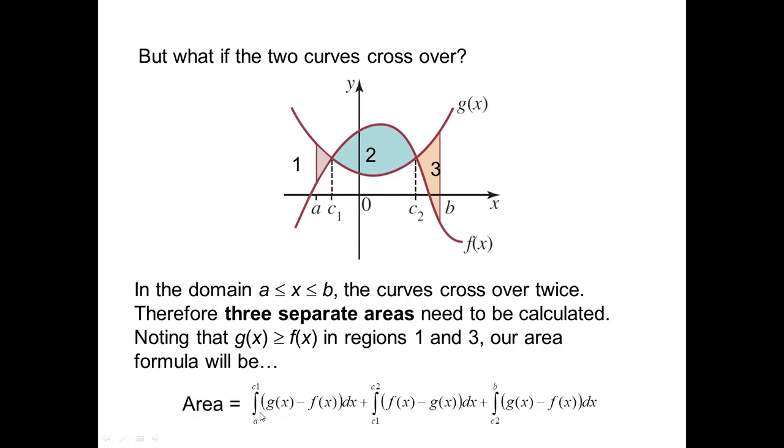So this is it. In area 1, wherein you have coordinates A to C1 for their x coordinates, it should be g of x minus f of x. In area 2, it's the other way around: f of x minus g of x. Your boundary will be C sub 1 to C sub 2. For area 3, you will have again g of x over f of x, bounded this time from C sub 2 to B. Okay?